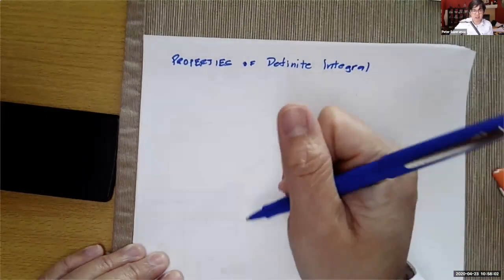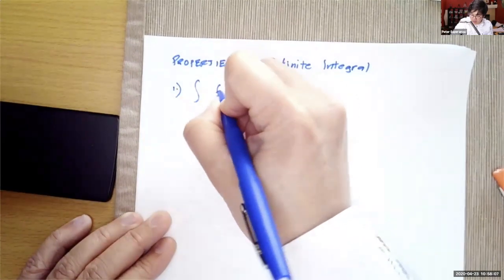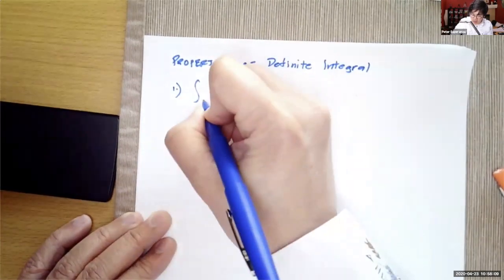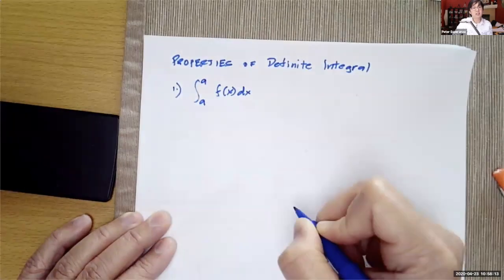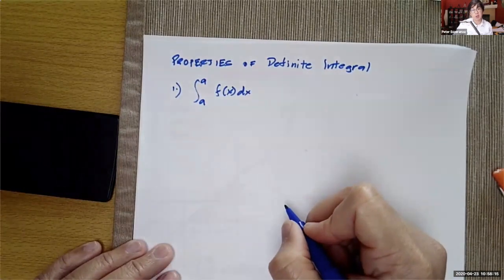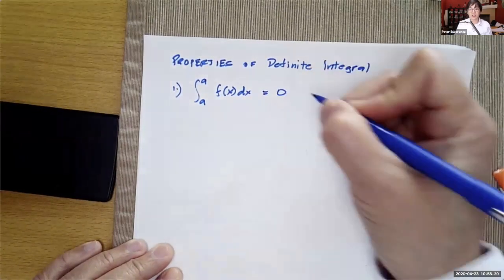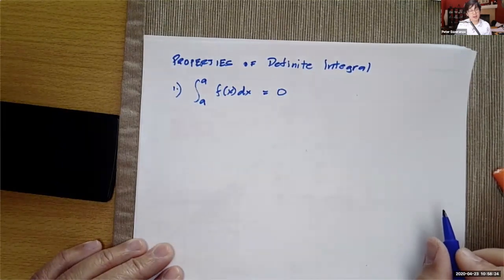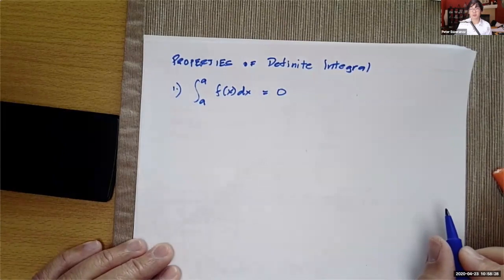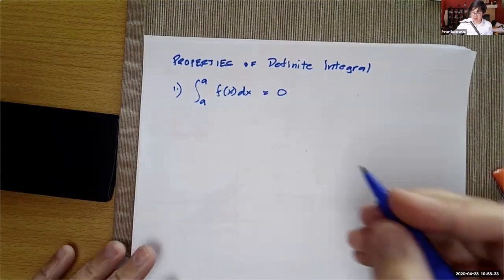Same with definite integral. The first property is that the integral of your f of x dx evaluated from a up until a, which means you have the same lower limit and the same upper limit, your value is going to be 0. So remember that. So if your lower limit and your upper limit are the same, the answer to your integration is 0, because obviously if you subtract 2 and 2, it's just going to be 0, right?